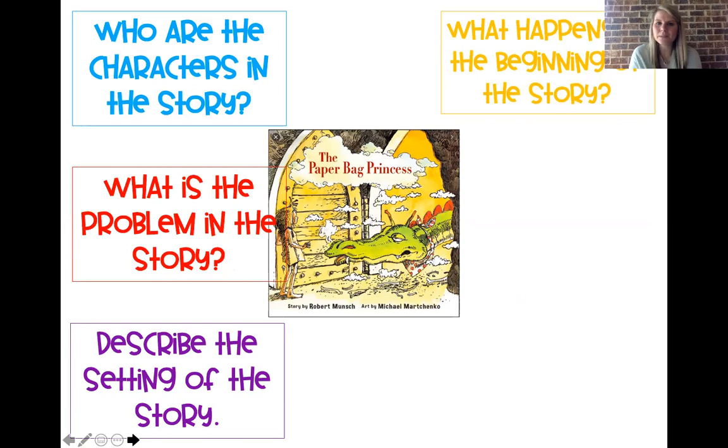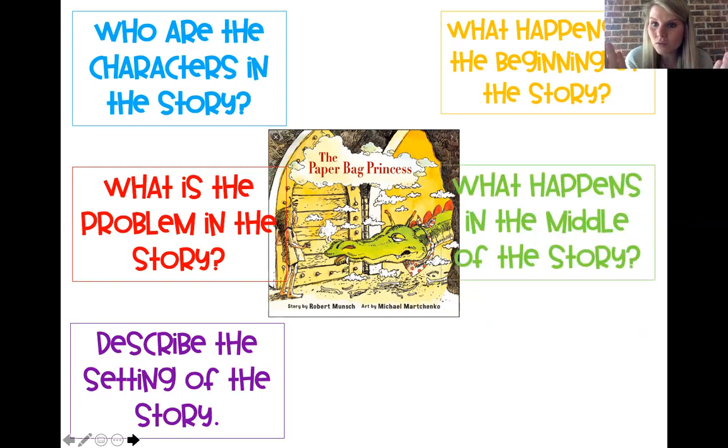Okay, so what happened at the beginning of the story? And again, we want to focus on key details, the main thing that happened in the beginning of the story. So in the beginning of the story, the author introduced our characters and our setting, kind of set the stage for the whole story. And then in the middle of the story, the dragon comes and burns down the castle and takes Ronald away. This is where we hit our problem.